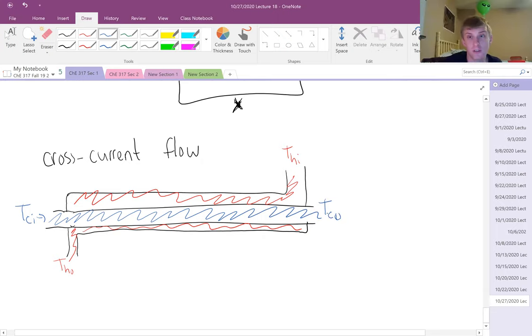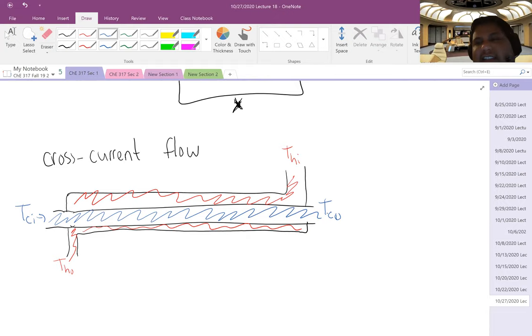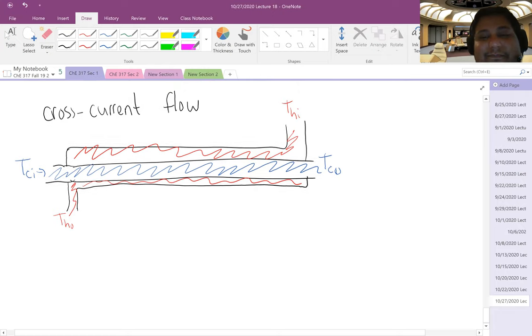I have a question. Yes. Why is the cold always in the middle? It's not. That's just how I've drawn it for this example. Nobody seemed to complain, so.